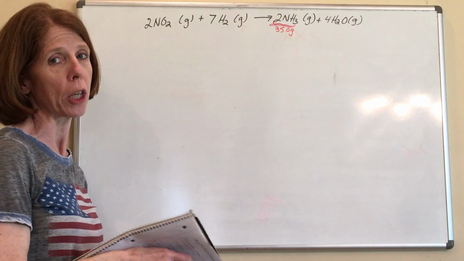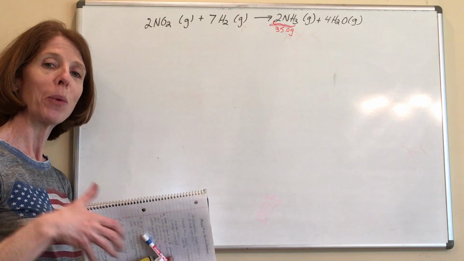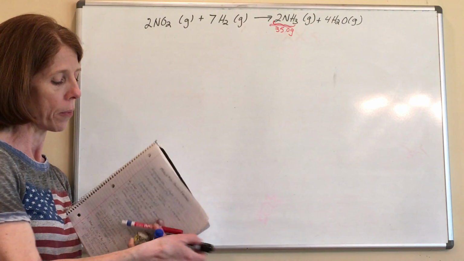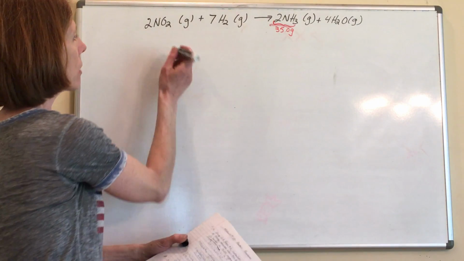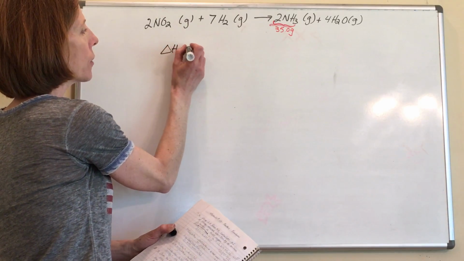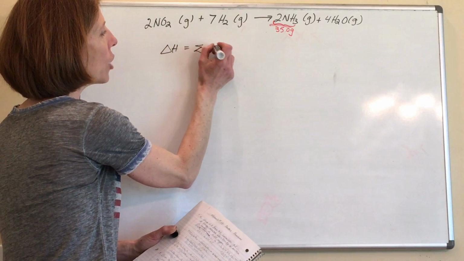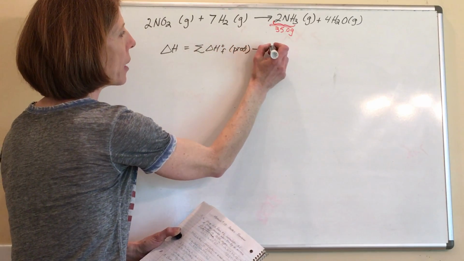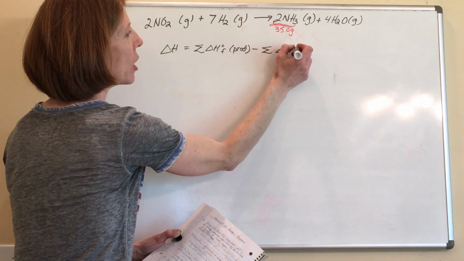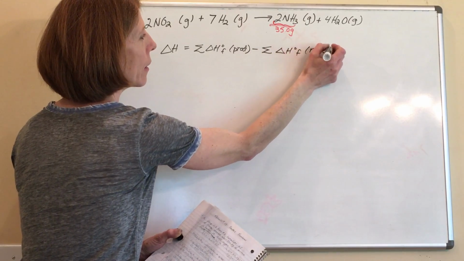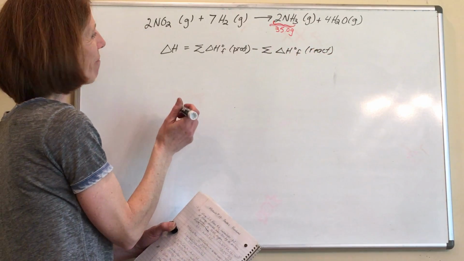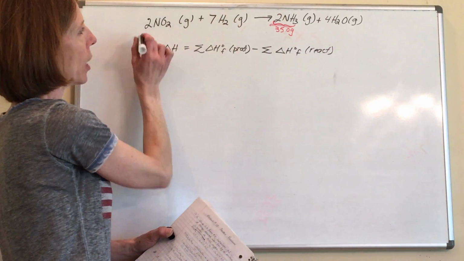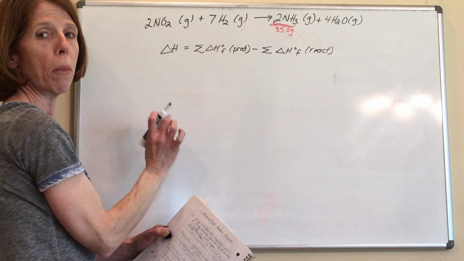But they don't tell us what the energy is. So the first thing we have to do is calculate our enthalpy, or change in energy. We're going to do that using Hess's law. If we remember, Hess's law tells us that the sum of the changes in enthalpy of formation of my products, minus the sum of the changes in enthalpy of formation of my reactants. This is what I'm going to use.